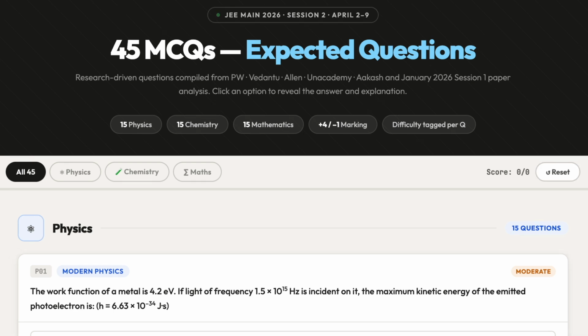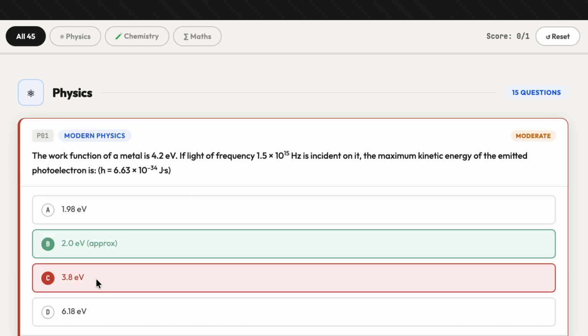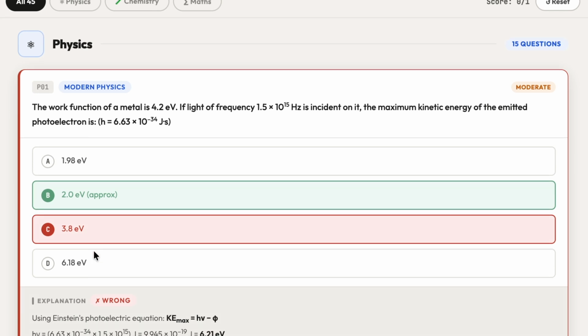First you need to understand this is a solvable paper, which means you can easily read a question and answer it. If the answer is correct, you will get an indication that this particular answer is correct, and if the answer is wrong, you will get an update for the same. Let's say if we scroll down, there is a modern physics question: the work function of a metal is 4.2 eV, if light of a frequency of 1.5 is used. So this is the question. What is the right answer for it? Let's say I mark it as C. If C is the wrong answer, then the correct answer is 2.0 eV, right?